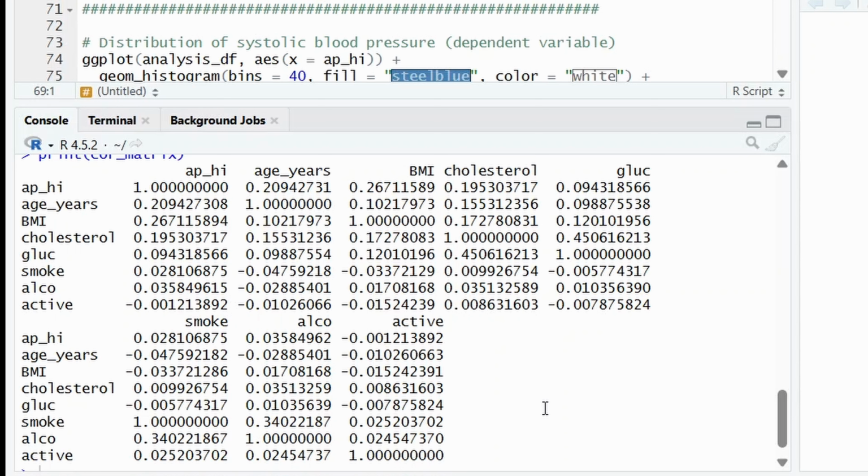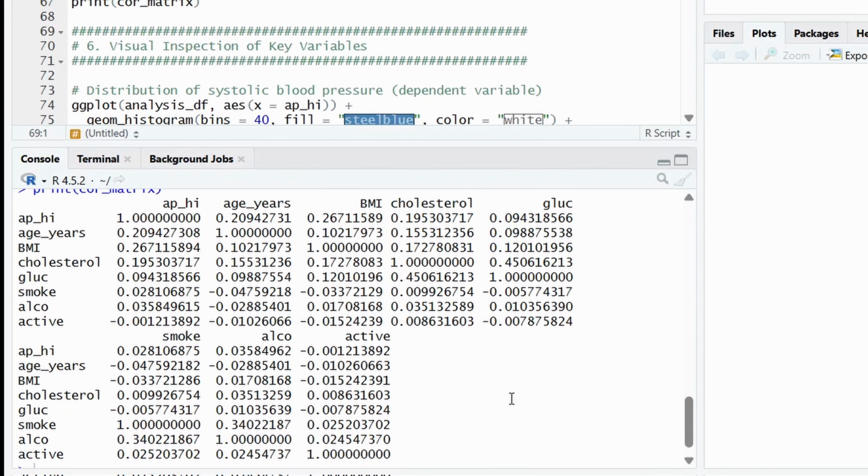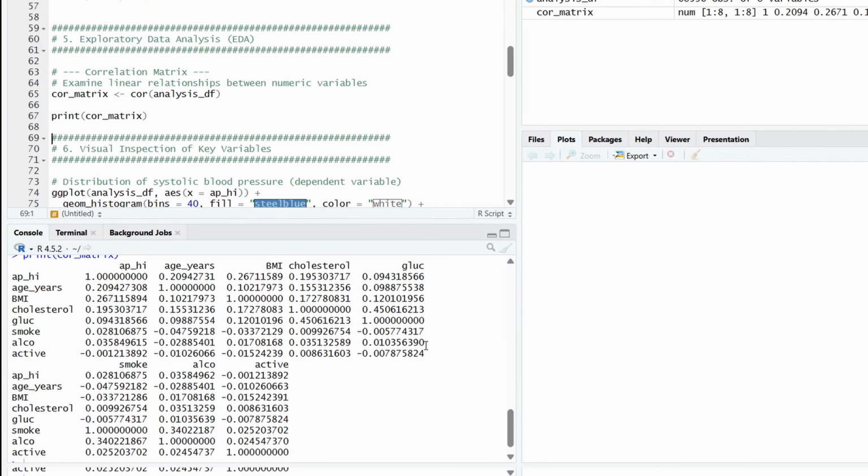Overall, this correlation matrix tells us two important things. BMI, age, and cholesterol may be the strongest linear predictors of systolic blood pressure in this dataset. There doesn't appear to be problematic multicollinearity among most variables, except the cholesterol-glucose relationship, which we might keep an eye on.